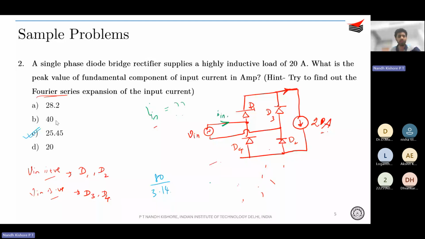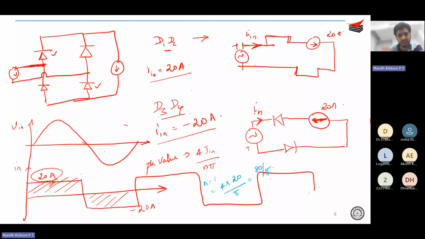We have a single phase average rectifier and they have given that it's highly inductive. So you have a constant current source of 20 amperes at the load. So you just go back from the load side towards the source side, you can get what is I in. When D1 and D2 are on, I in is 20 straight, and when D3, D4 are on, I in is minus 20. This is also straight. So you see that I in is going to be a proper square wave, correct, with an amplitude of 20 amperes.